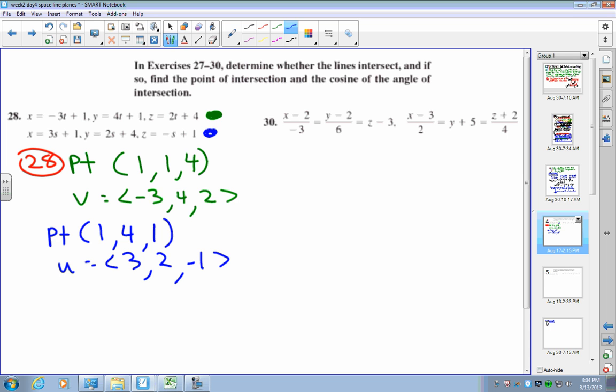Remember, that s or t is just a scalar parameter. It can be whatever it wants. It's just reminding you that it's a multiple to make it parallel. So I have the 2 points and the u and the v.